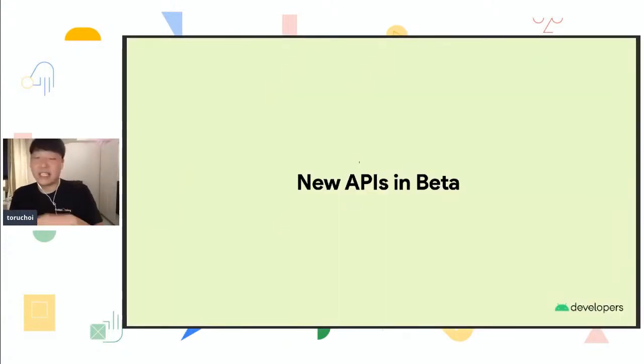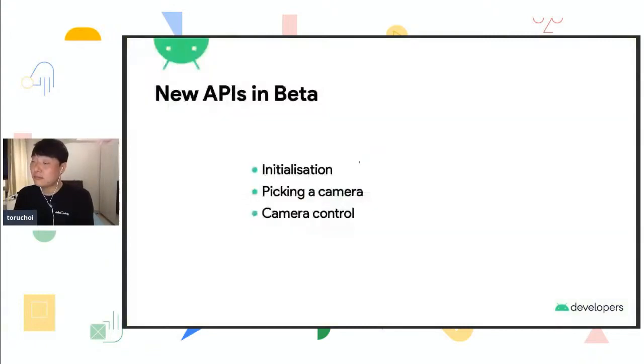Okay, before proceeding to the final stage of initializing, I want to introduce some new APIs in beta. This is just a funny thing. Now Google's code lab and the CameraX, they use still in alpha. It's quite ridiculous. I don't know.